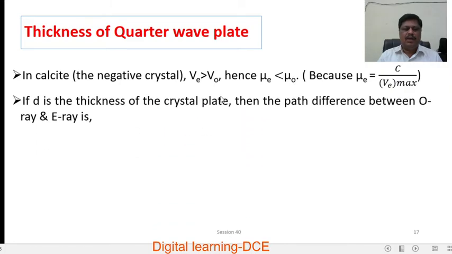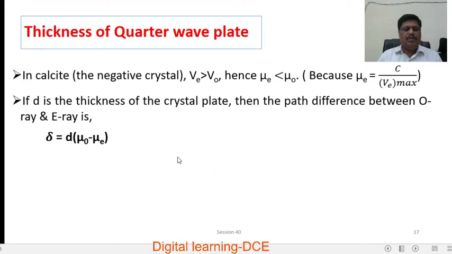If d is the thickness of the crystal plate, then the path difference between the ordinary ray and extraordinary ray is given by delta is equal to d into mu o minus mu e. Here mu e is less than mu o, or mu o is greater than mu e. Therefore, we take mu o minus mu e, the difference in refractive indices, into the thickness, which gives the path difference for a negative crystal.